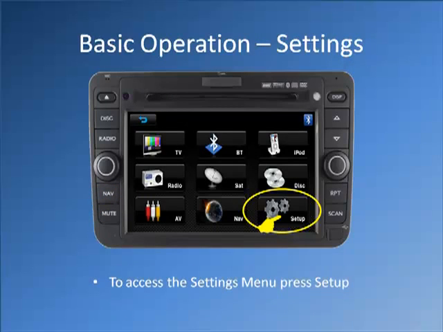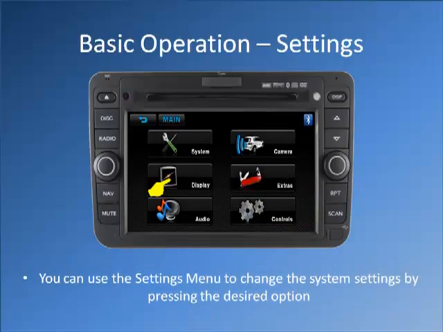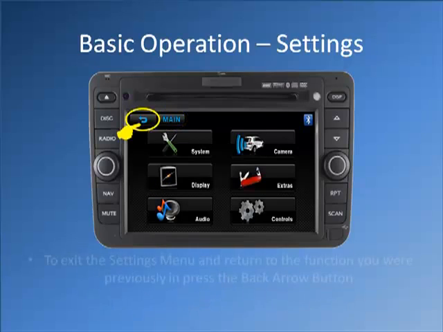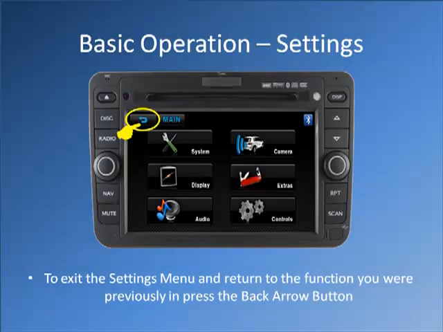To access the Settings menu, press Setup. You can use the Settings menu to change the system settings by pressing the desired option. To go back to the main menu, press Main. To exit the Settings menu and return to the function you were previously in, press the back arrow button.